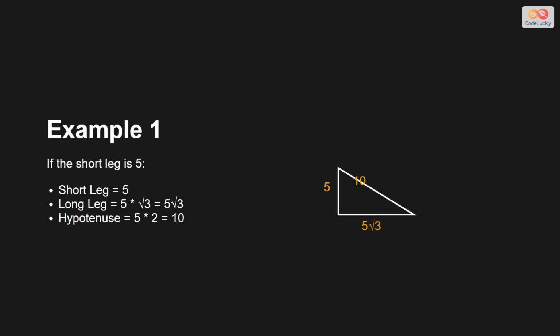Let's try an example. If the short leg of a 30-60-90 triangle is 5, we can find the other sides. The long leg would be 5 times the square root of 3. The hypotenuse would be 5 times 2, which is 10.